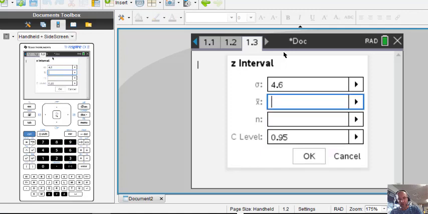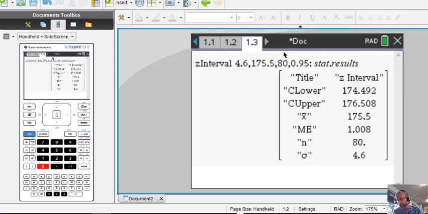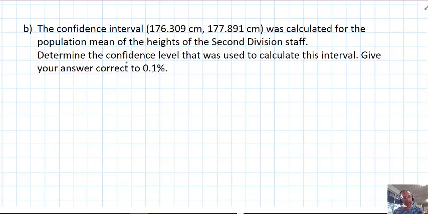Then we go down and into the next field, we put our 175.5 in for the sample mean, and we have an 80 sample size. We're already on 0.95 confidence level, and we get 174.492 and 176.508, which matches what we got last time. Okay, the second of two parts.